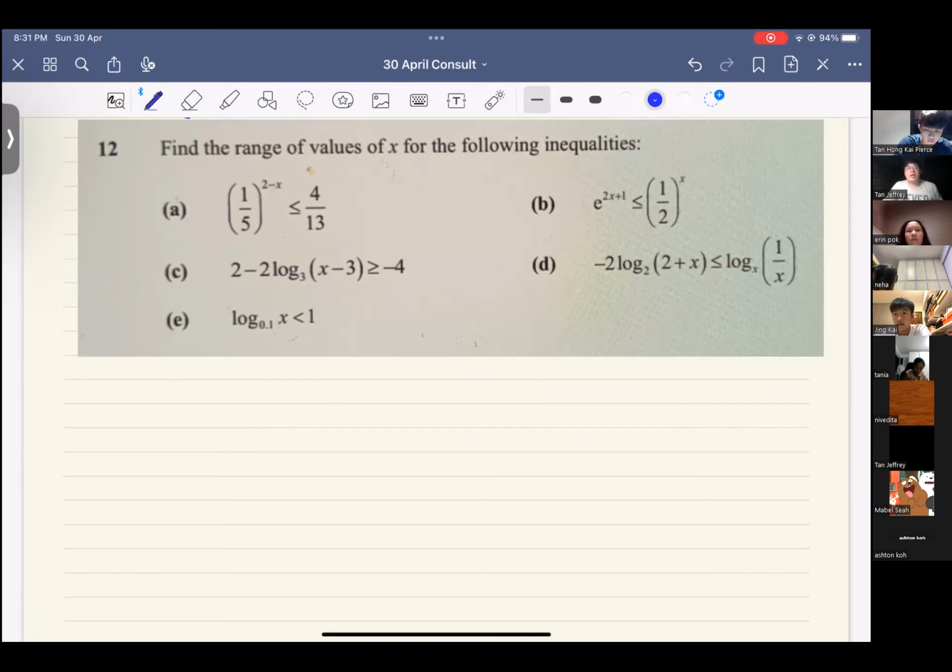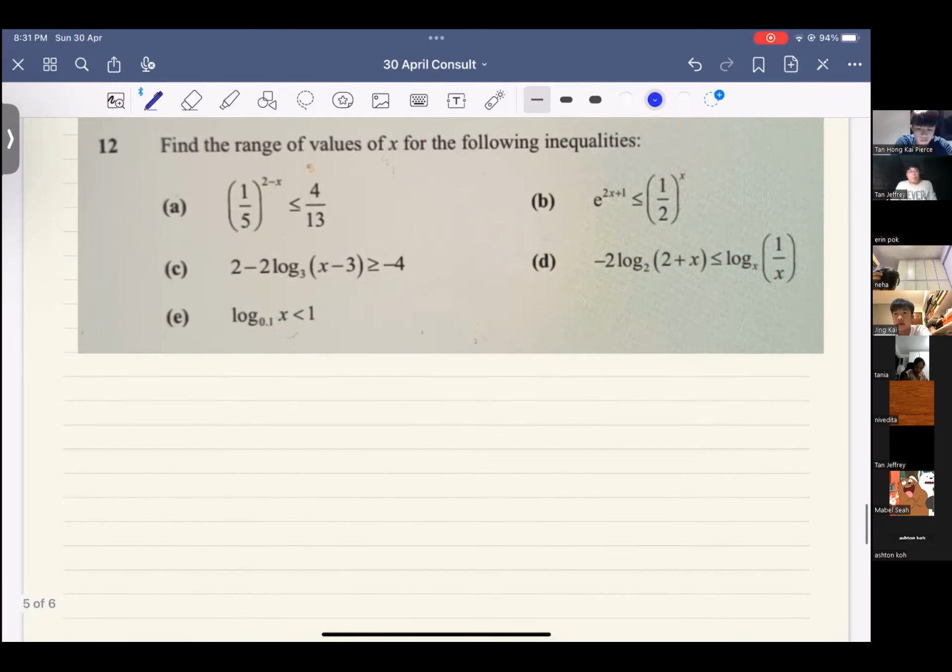Okay, so question 12A. First of all, I look at question 12A. What I'll probably do is log both sides, because I see that my power is a variable. Remember, I told you during the lesson, logging both sides is useful precisely when your power is a variable.